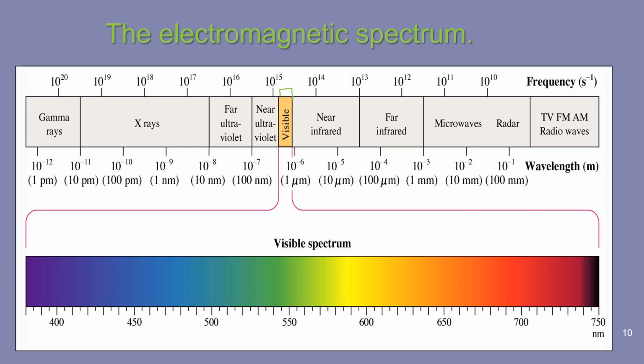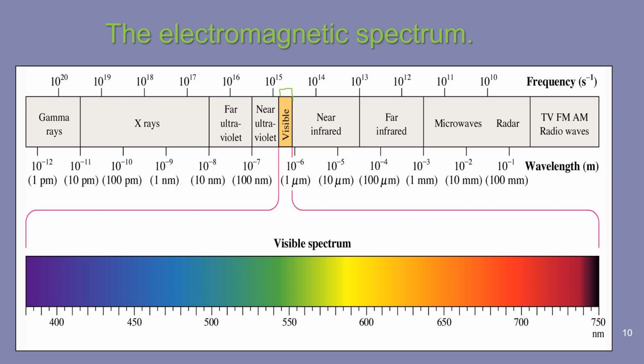Just to the right of the red is the infrared, then near infrared and far infrared. Then we get into our microwaves, radar, and our TV and radio waves.